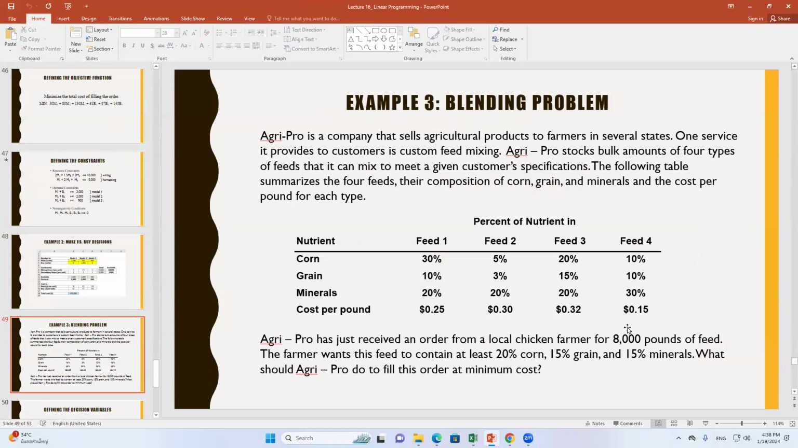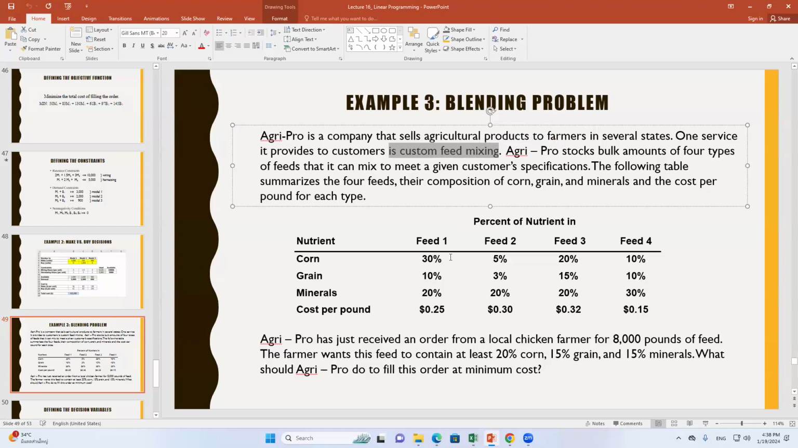And another example: blending feed for each company that sells agricultural products to farmers. We would like to work on feed mixing, the feed for animals. Usually we need feed for animals, ก็คืออาหารสัตว์นะครับ.